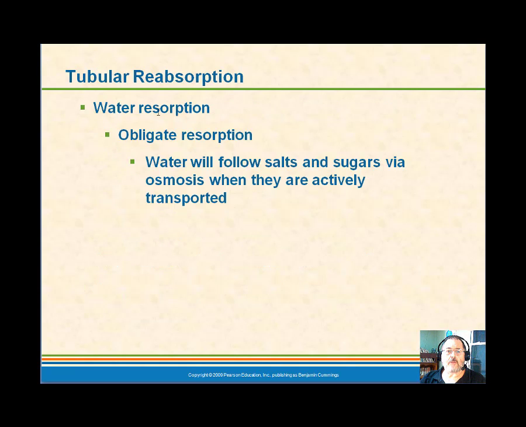So water reabsorption, in this case though, that is obligate reabsorption. We don't actively transport water. What we do is we transport the sodium ions, potassium ions, calcium ions, and sugar, and through the process of osmosis, the water gets drawn back into the tubules as it follows the salts and sugars. I think the thing to be aware of is that water always follows salt and sugar.